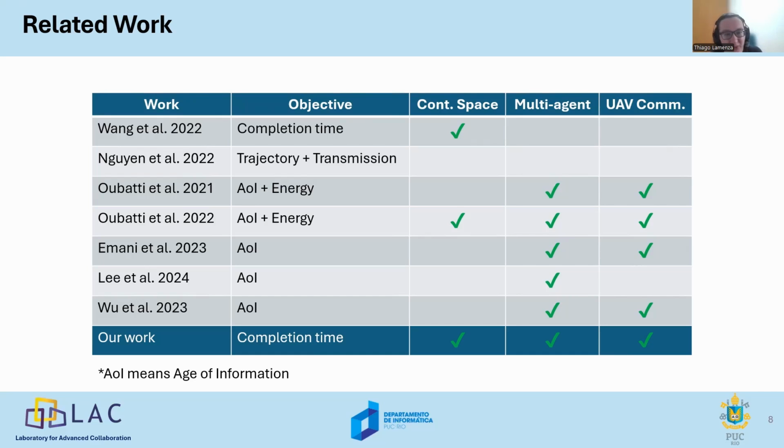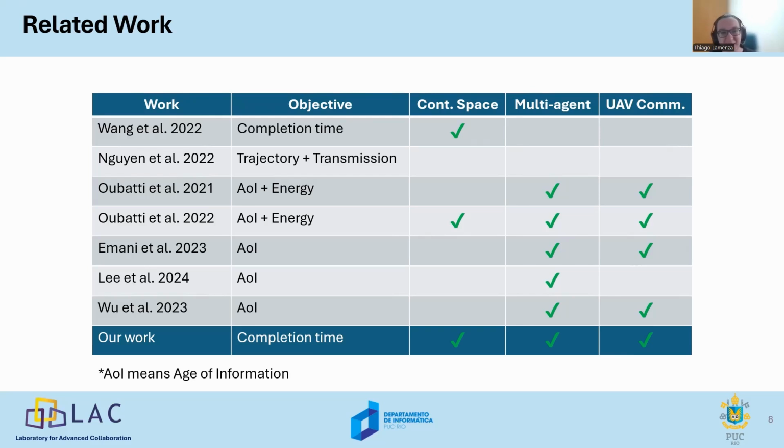Some authors focus on the completion time, meaning how fast the agents can visit the sensors. Some try to optimize the trajectory and minimize the number of transmissions. Others focus on energy characteristics, so trying to spend the least amount of energy possible. And others also focus on age of information, which we're abbreviating here as AOI. Age of information is basically a measure of how recent the data that you're collecting is. So in this case, we want to maximize how recent the data is.